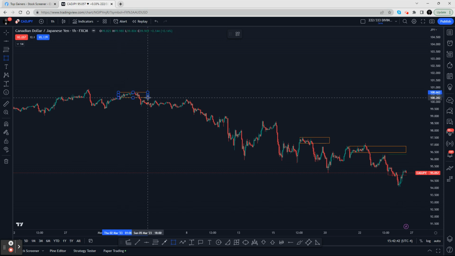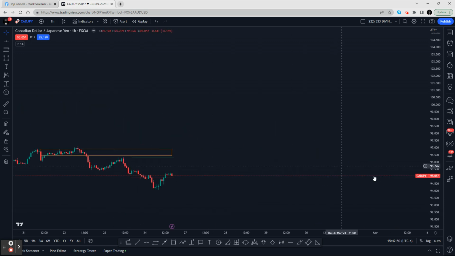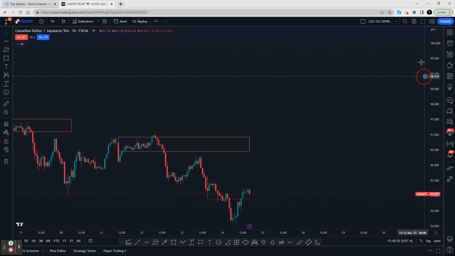But you got these areas, and they're easy to find in hindsight. That's why it's good to start marking them up in real time. So, like, right now, we got this area.